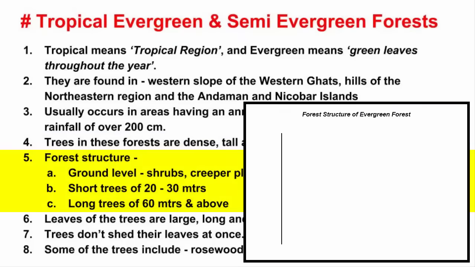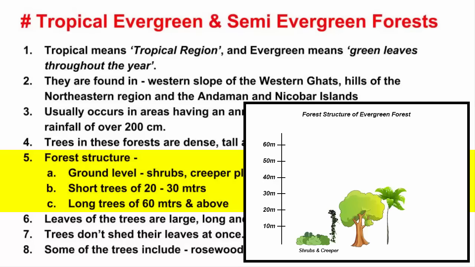If you look at the forest structure of a tropical evergreen forest, at the ground level, you will find shrubs and creeper plants. After that, you will find short trees of around 20 to 30 meters high. And then come the tall trees, which go about 60 meters high or above.